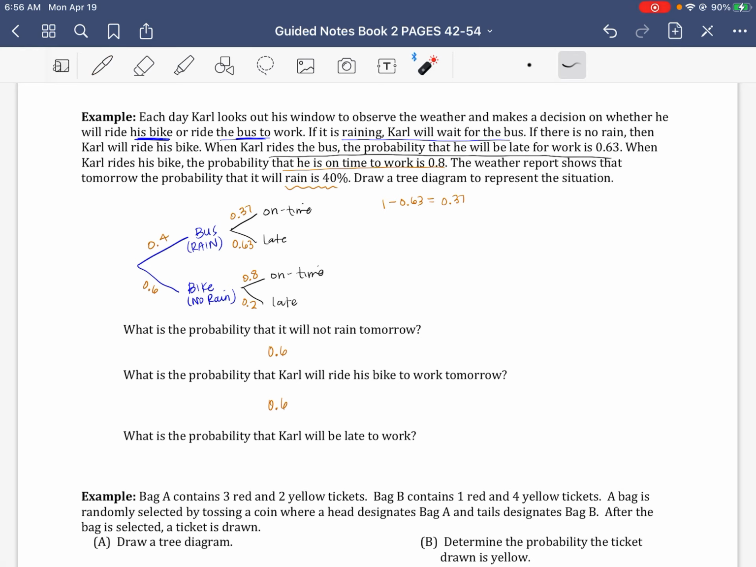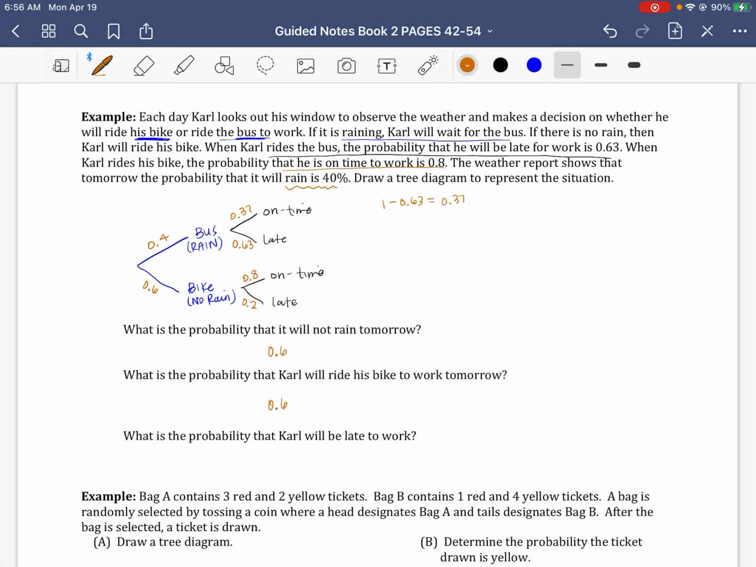What's the probability Carl will be late to work? Now here's the tricky one. Sometimes we see, oh, late to work, we go to our tree and we just say 0.63. Or we add it to the 0.2 and we think that these two relate. But remember, the probability that he rides his bike affects whether he's late or on time. So we need to look at both of those.